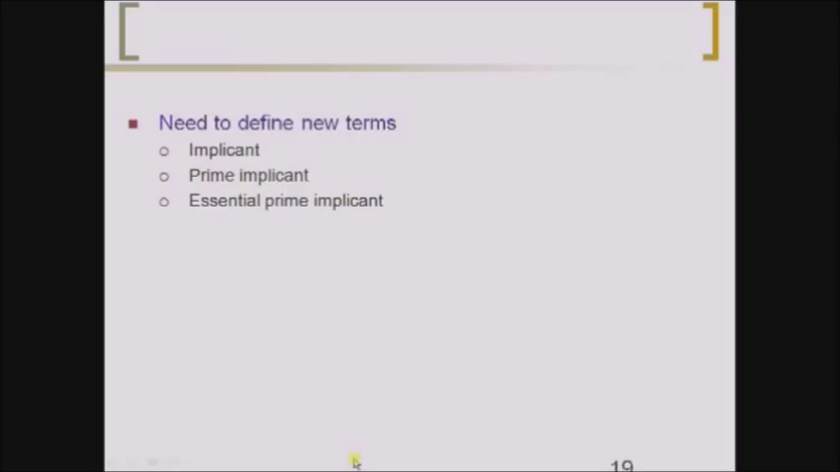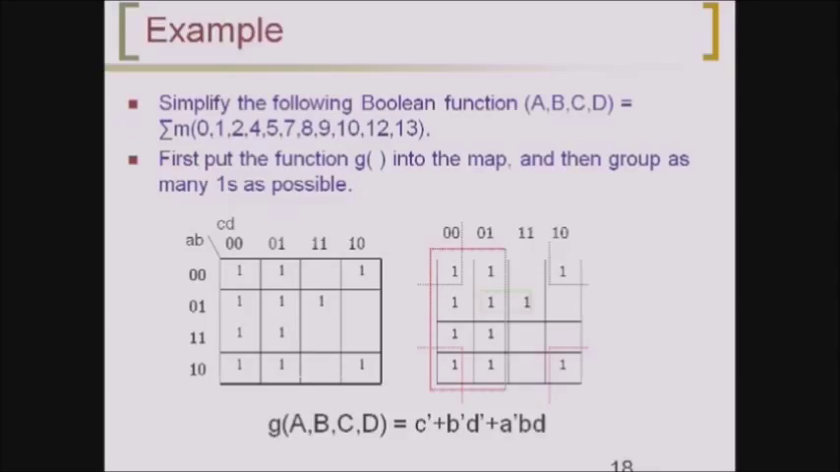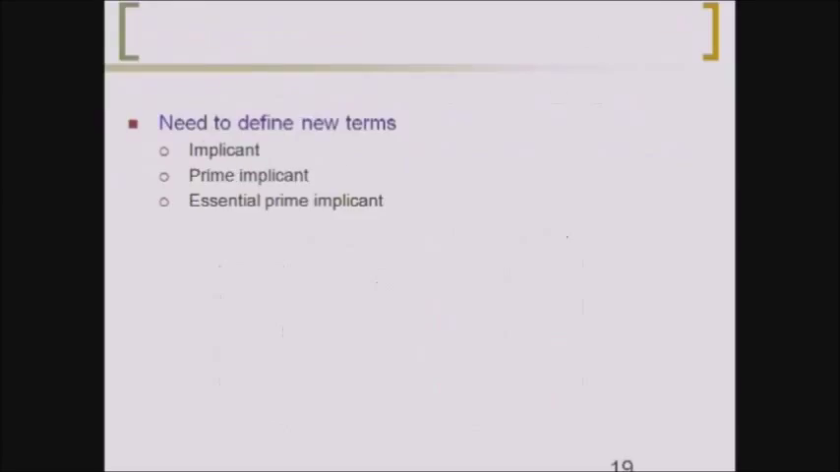We need to define some more new terms here, that is implicant, prime implicant and essential prime implicants. Before going to this, we can also extend these Kmaps for 5 variables as well as for 6 variables, in the same fashion that we have seen with a 4 variable map. Now let us see what these terminologies are, that is implicant, prime implicant, as well as essential prime implicant.